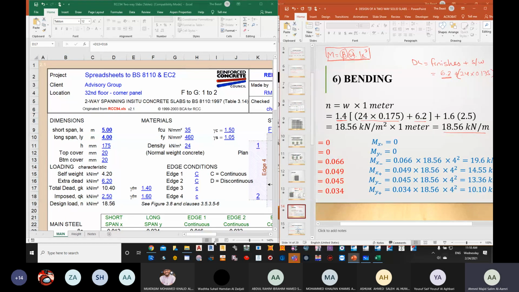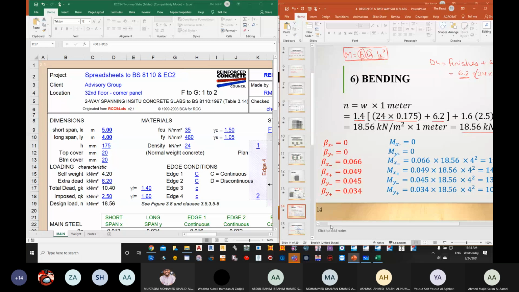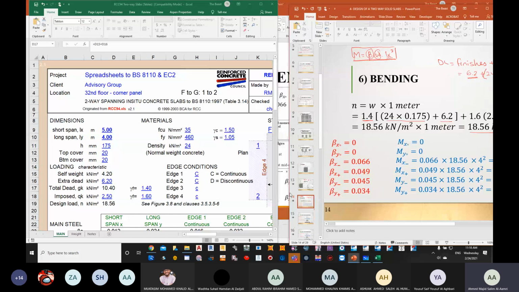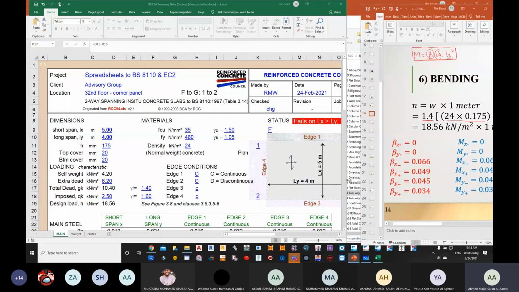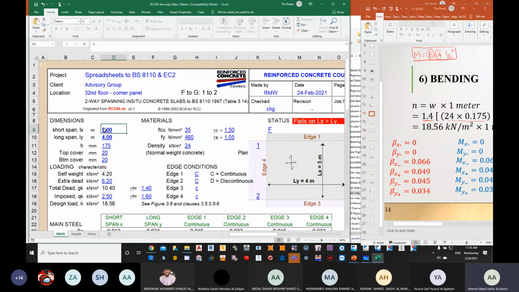The next step, we need to check our coefficients now. You need to be very careful here when we are discussing the coefficients. Let me make this one bigger so you can see. Yeah, it is opposite here. Short span is 4, long span is 5. I have input 5 and 4, and you can see directly here it says an error if LX is more than LY. You cannot have your shorter side more than the longer side. So shorter is 4, longer is 5.